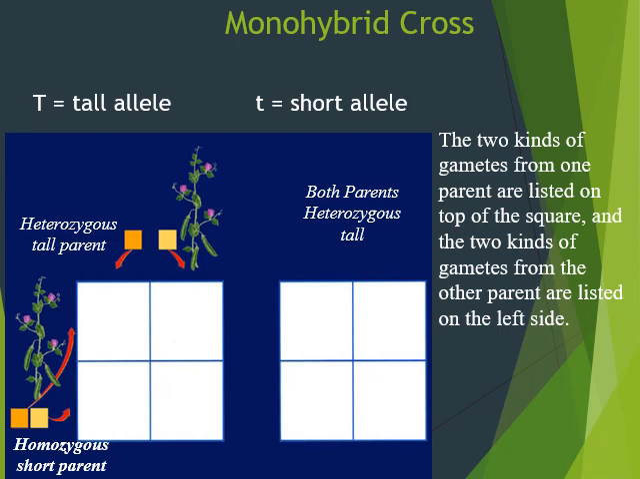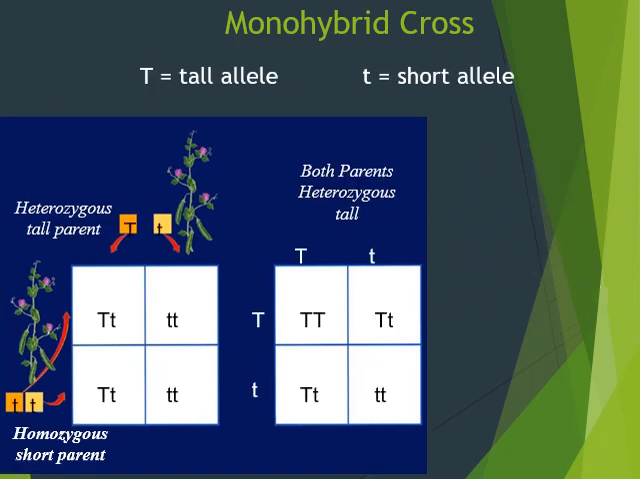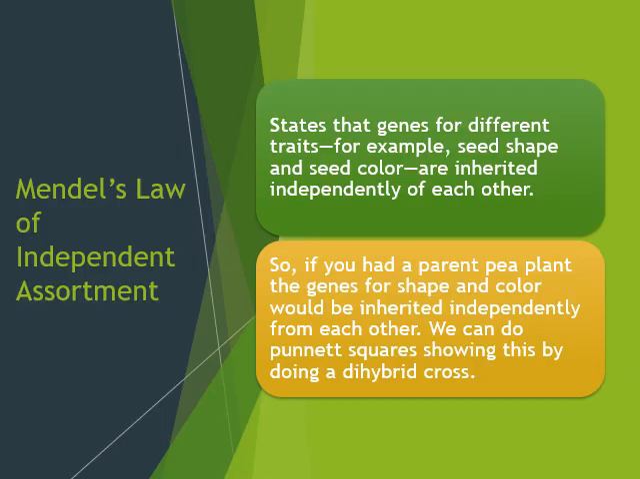For my next example, we have both parents heterozygous, so you're going to go ahead and fill that in. When you fill it in, you should have ended up with answers that look like this. If you don't remember how to do those, please message me and I can send you a video that goes through it a little bit more clearly.